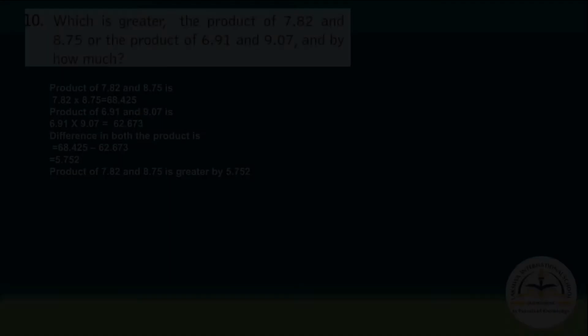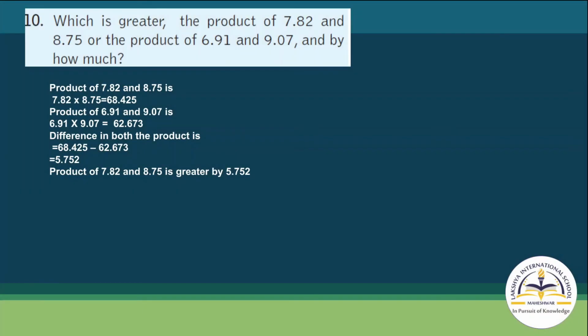Question number 9 also. Now question number 10, which is greater, the product of 7.82 and 8.75 or the product of 6.91 and 9.07, and by how much? So first you have to multiply 7.82 and 8.75, then you have to multiply 6.91 and 9.07, and then you have to calculate the difference between them. So you can see which product is greater and by how much.